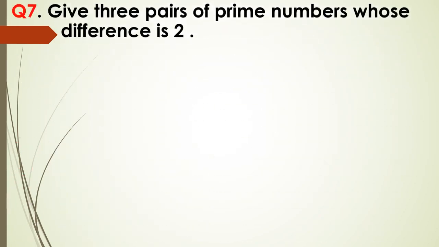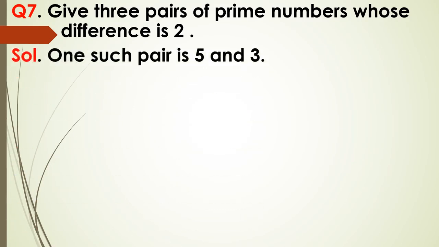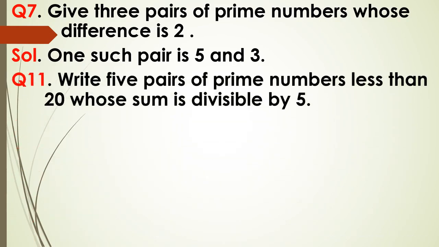Now see question number 7. Question number 7 is, give 3 pairs of 2 prime numbers whose difference is 2. Okay, see one pair, 5 and 3. Both are prime numbers and when we find out their difference, it is 2. One pair I have found, others you have to find out yourself. Okay, when you will do the homework.